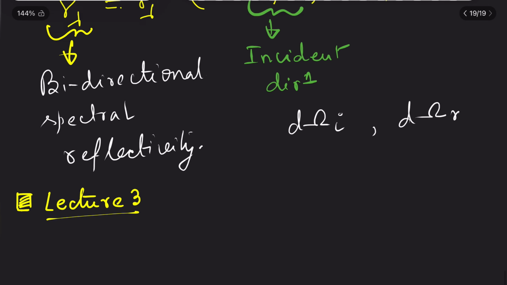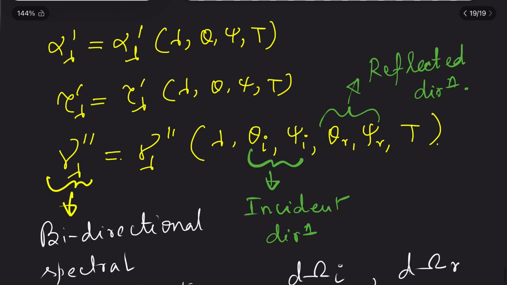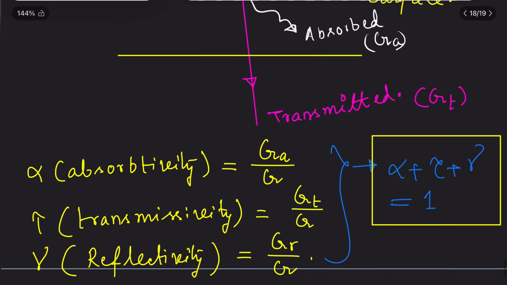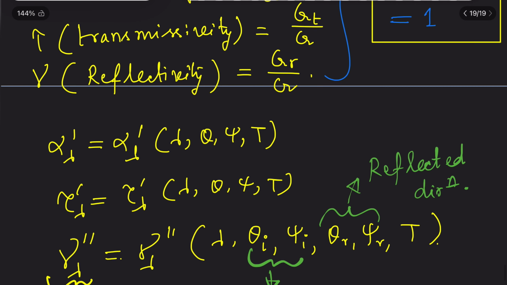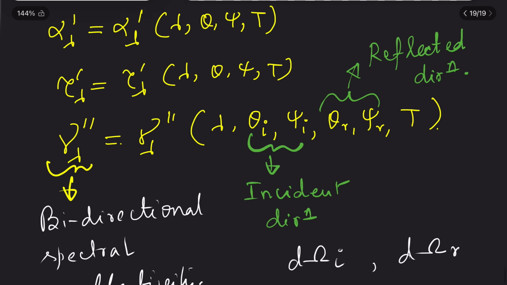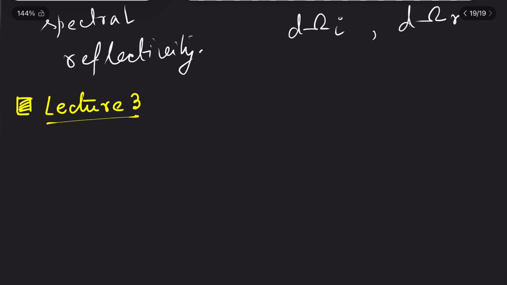Okay, so I welcome you to lecture 3 of radiation heat transfer. Today we will continue with the surface properties of radiation that we started in the previous lecture already. That is the absorptivity, transmissivity and reflectivity. We will go through them deeply in this lecture.